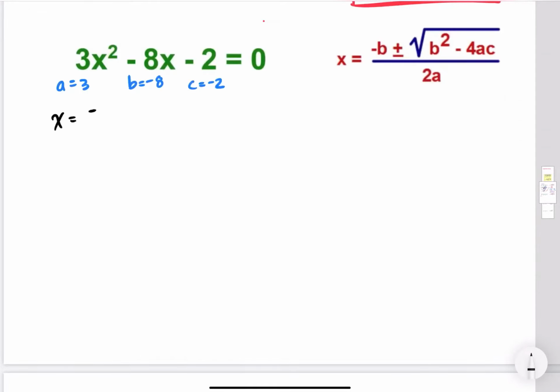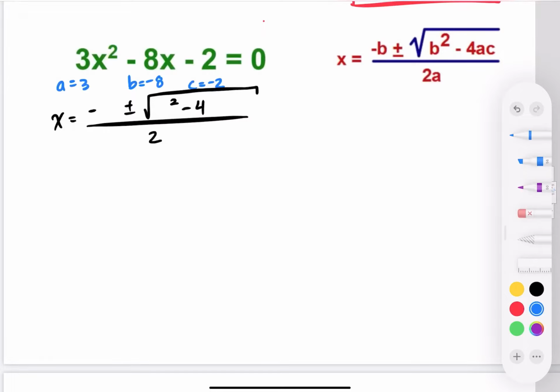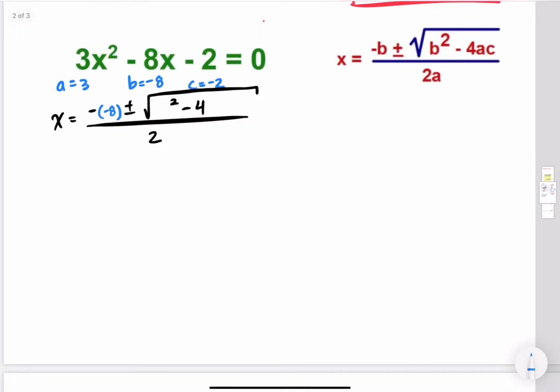So negative b plus or minus the square root of b squared minus 4ac all over 2 times a. So I'm just going to fill in the blanks here. So once again, negative b, well, b is negative 8, so negative 8, plus or minus the square root of b squared, so negative 8 squared, minus 4 times a, which is 3, times c, which is negative 2, all over 2 times a, which is 3. So again, I just substitute everything in there. So now I'm going to solve it little by little.